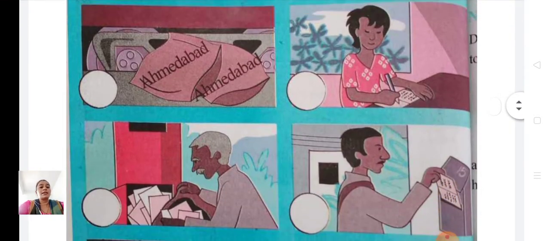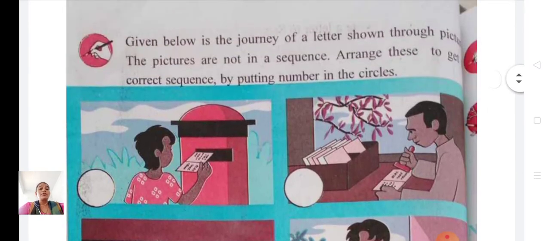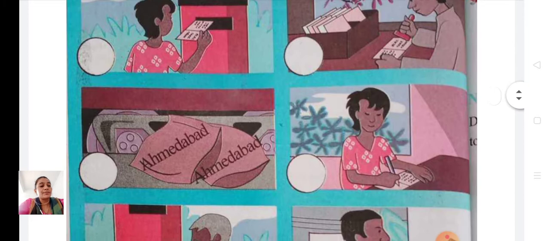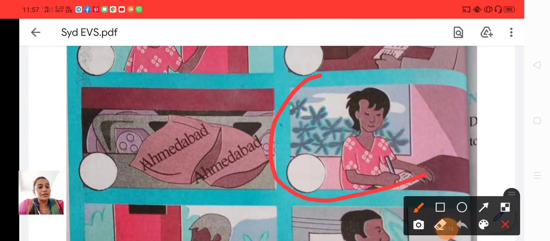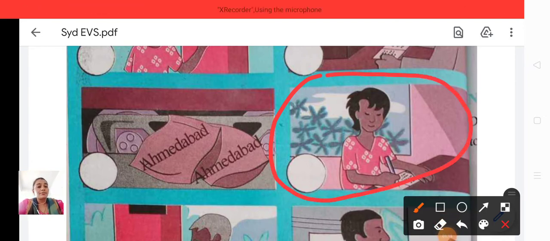So let's see. First of all, what we will do if we want to write a letter to our family members, friends? First of all, we will write the letters, okay? So you can see, students, here. You can see in this picture, the girl, she is writing a letter, okay? So this is first number picture. So we are going to put here number 1.